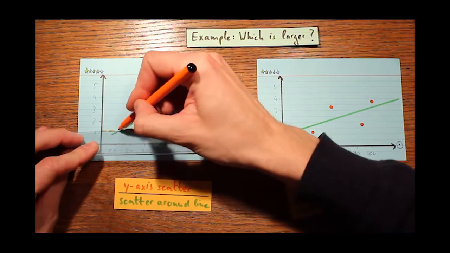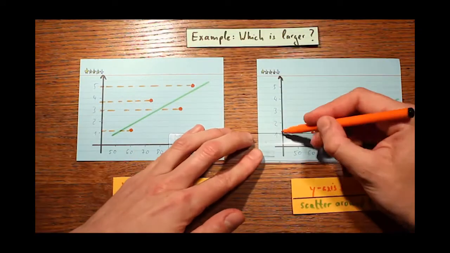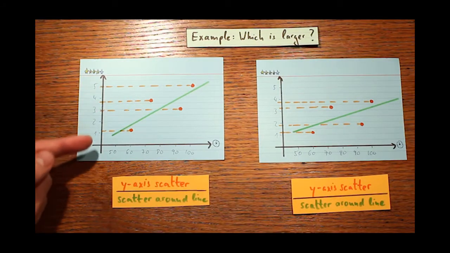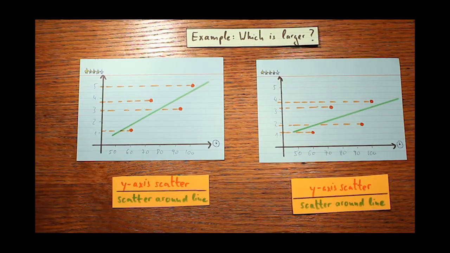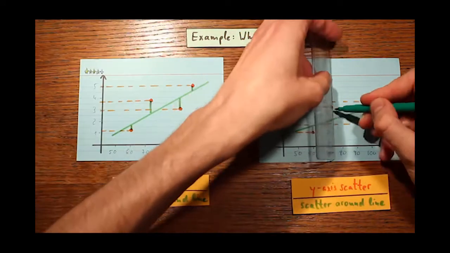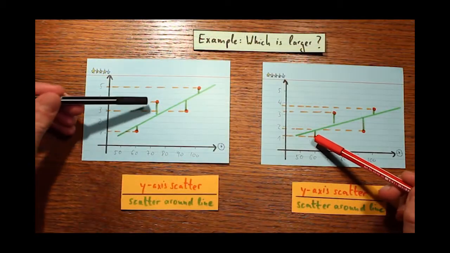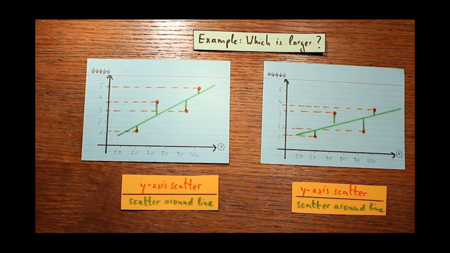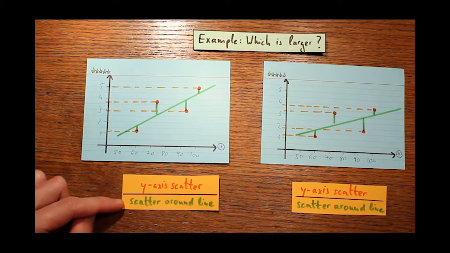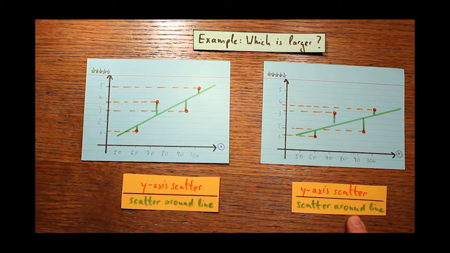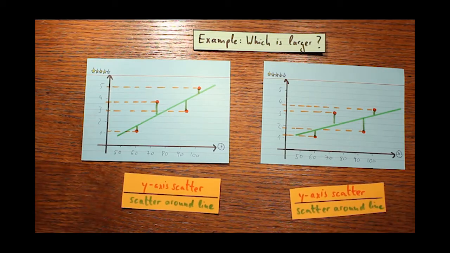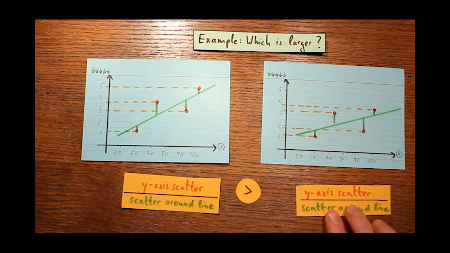So in the first scatter plot, we have these y values. And in the second scatter plot, we have these y values. And we can already see that the scatter along the y-axis is larger in this scatter plot. Okay, how about the scatter along the fitted line? So if I draw in the distances between the points and the lines, you can see that they are actually the same in both plots. So now we can make the comparison, because we know that the scatter around the line on the left side and the scatter around the line on the right side are the same. But the y-axis scatter on the left side is larger than the y-axis scatter on the right side. So the left scatter plot must have the larger correlation coefficient.